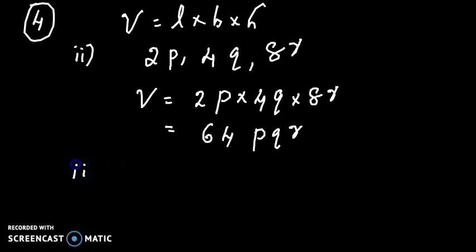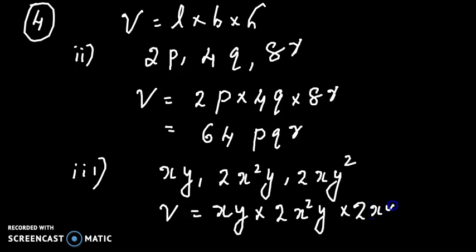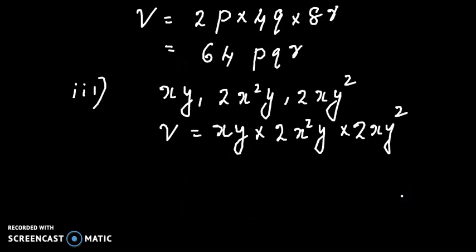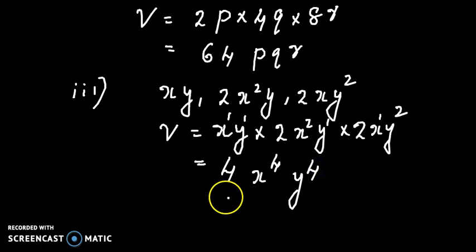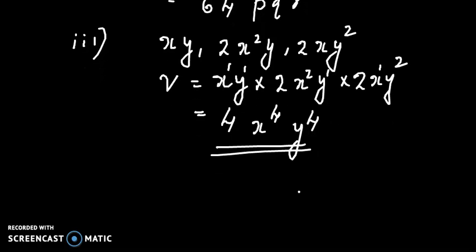Now question number 3. The monomials are xy, 2x square y and 2xy square. We can find the volume by multiplying xy into 2x square y into 2xy square. So 2 times 2 is 4. For x: here 1 plus 2 is 3, plus 1 is 4, so x to the power 4. For y: here 1 and 1 more, 1 plus 1 is 2, and 2 more is 4, so y is also 4. We have to check how many x and how many y in total: x is 4 and y is 4. So the answer is 4x to the power 4, y to the power 4.